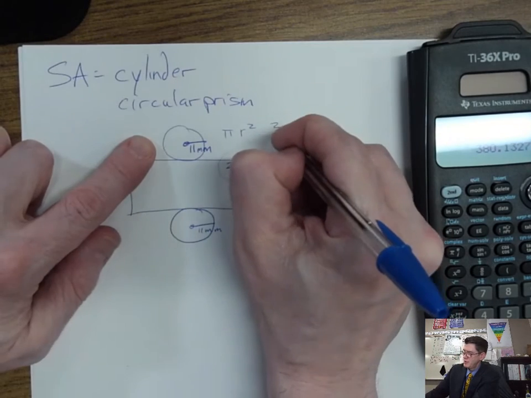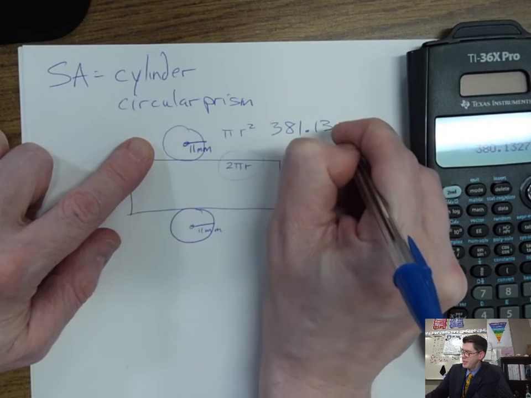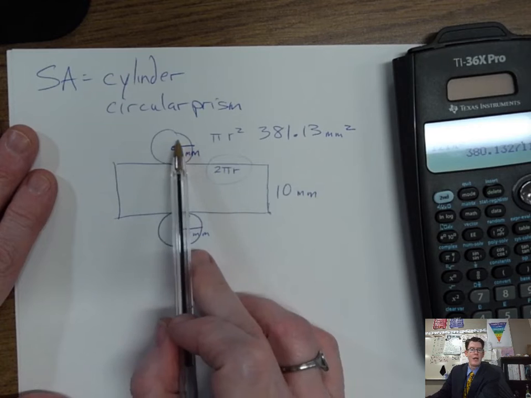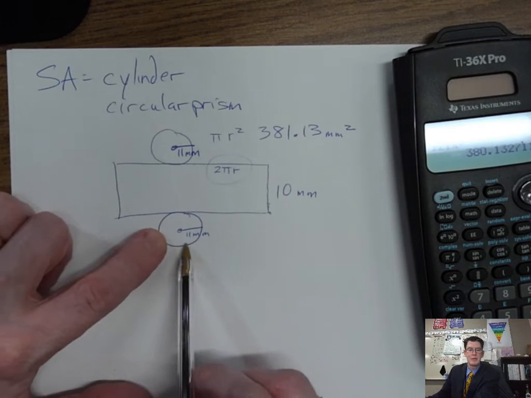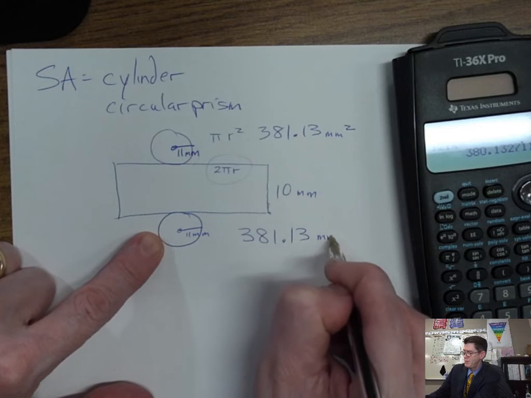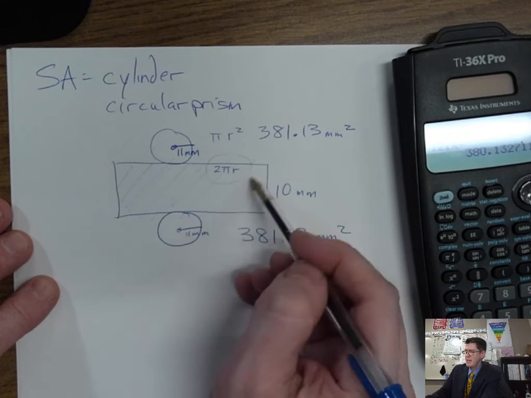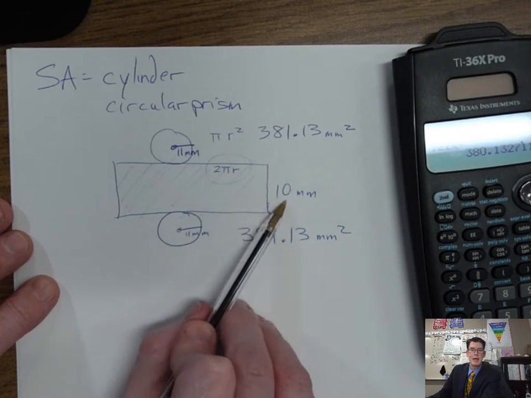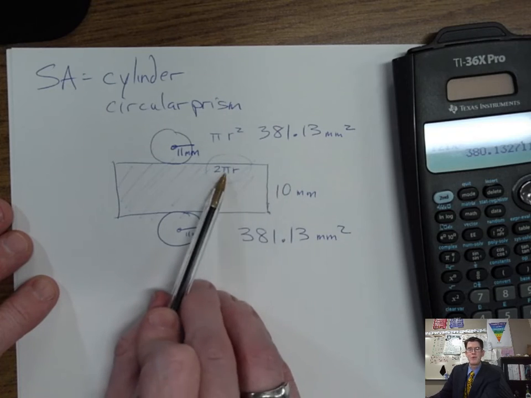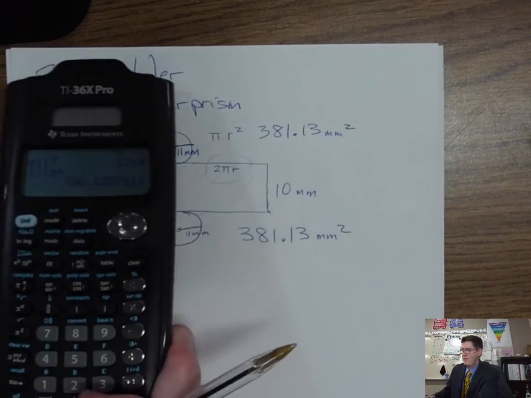Another way is 380.13. So this circle is 381.13 millimeters squared. That's the area of that circle. Well, it's the same thing down here. It's the area of this one too. They're the same circle, 381.13 millimeters squared. Now we just have to find the area of this rectangle, which is this times this, the base times the height, or the length times the width, or the side times the side, however you prefer to hear the area of a rectangle.